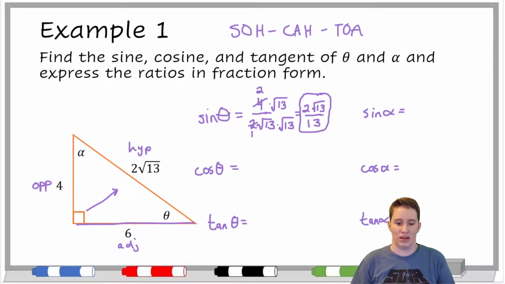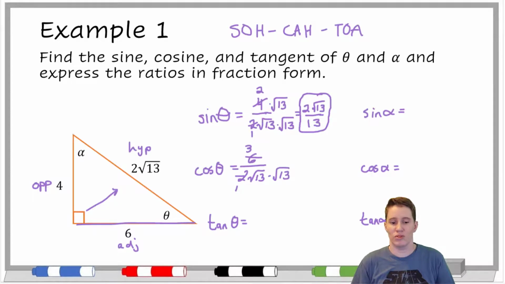So now let's look at cosine of theta. So now we think cosine, adjacent over hypotenuse. So I'm going to take the adjacent side 6 and put it over the hypotenuse 2 square roots of 13. I'm going to go through the same process where I simplify the 6 and the 2. They're both divisible by 2. And then I times the top and the bottom by square root of 13 to move the square root of 13 from the bottom to the top. So on top now I have 3 and square root of 13, and on bottom I've got just 13, because I've got 1 times square root of 13 times square root of 13, which is just 13.